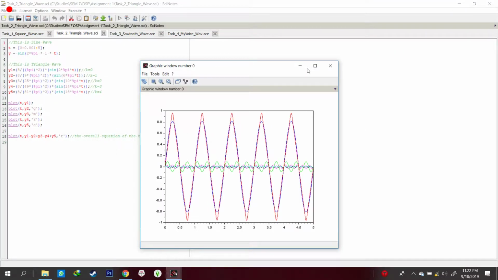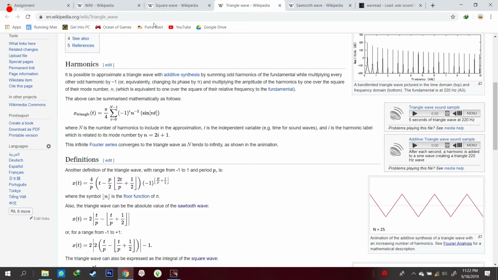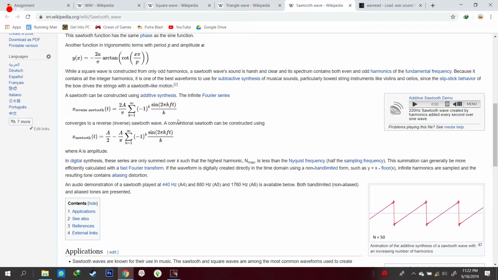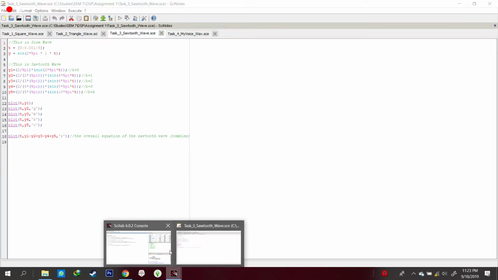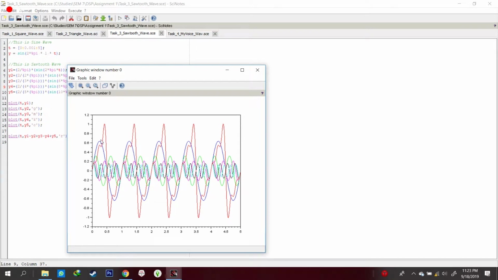Next, I'm going to show you the sawtooth wave. This also you can get the formula from the sawtooth. From this kind of equation you can get this one. After I simplify it, I can get this kind of formula. Just put it in the console, in the file, just code it, and if you run this, you can get a sawtooth.